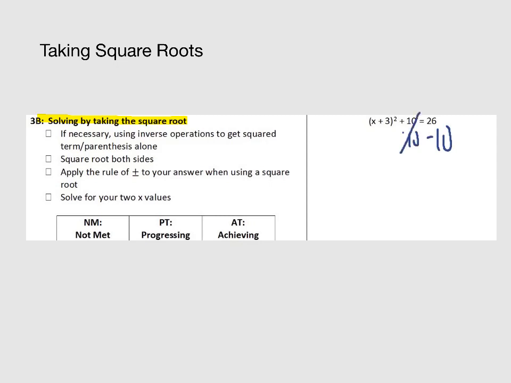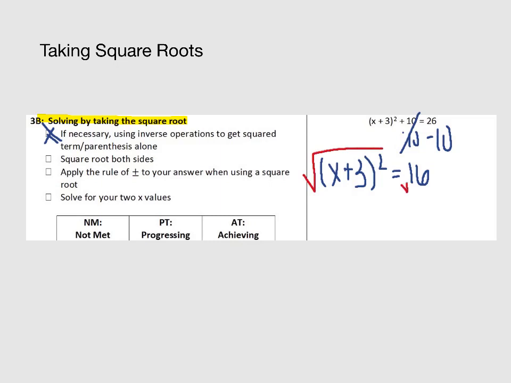My 10's on the left side cancel, and I'm going to drop down what I have left, which is x plus 3 squared equals 26 minus 10, which is 16. Now I have my squares alone. We're now going to move on to the second success criteria that says we are going to square root both sides.